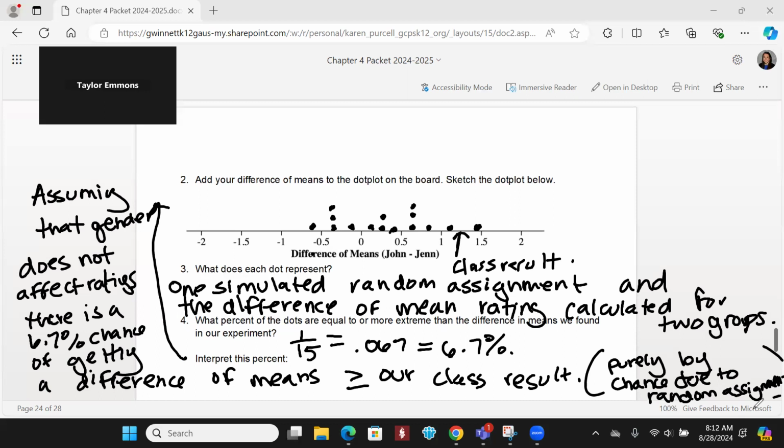So do you think the difference between mean hireability ratings we found from our experiment is due to the name, or has it occurred purely by chance? What do you think?